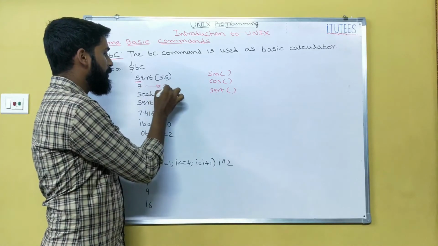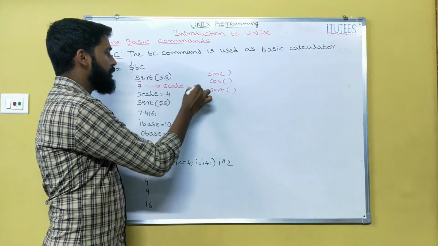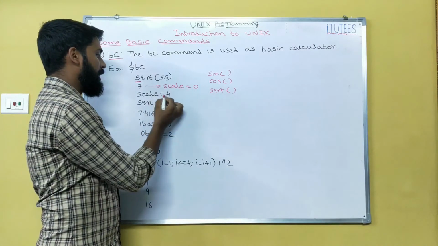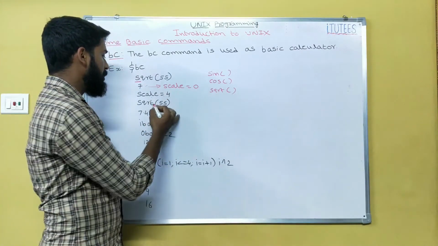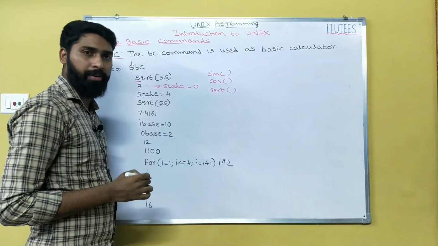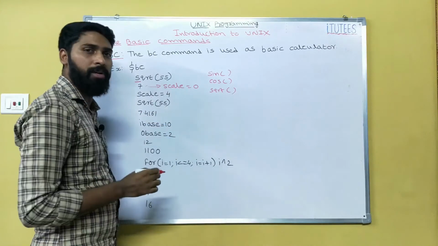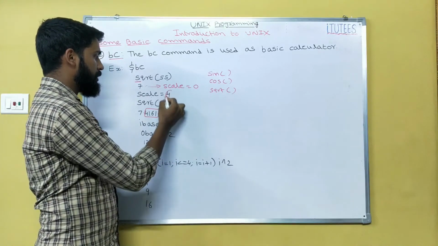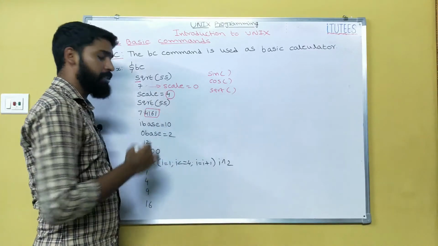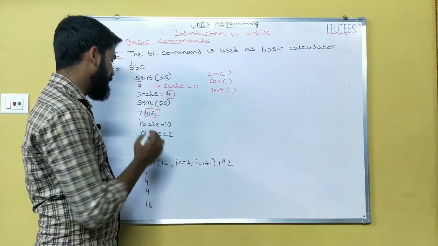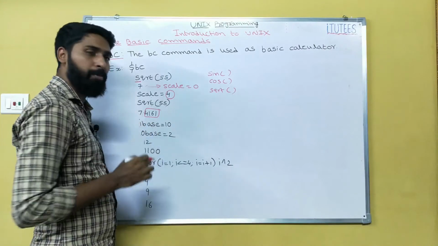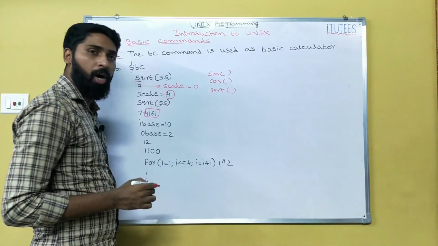Because the default scale of BC is 0. Now how can I change the scale? By using scale equals 4. Now sqrt of 55, then it returns 7.4161. This is the scale, so how many digits? 4 digits, here I am giving 4. Here it prints 7.4161. Then ibase and obase. ibase means input base, and obase means output base.